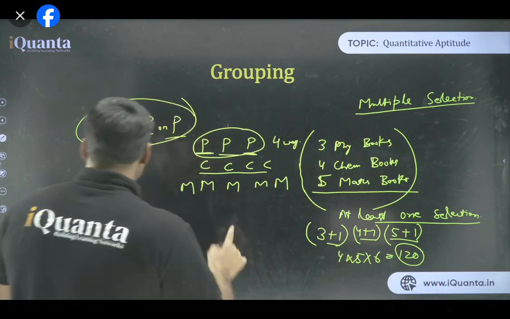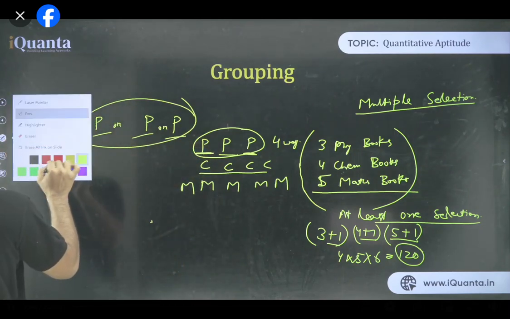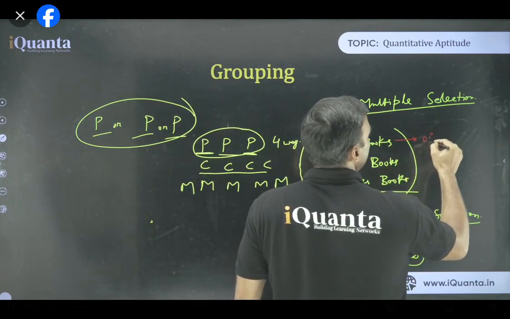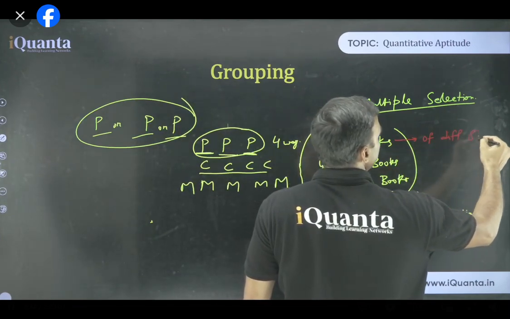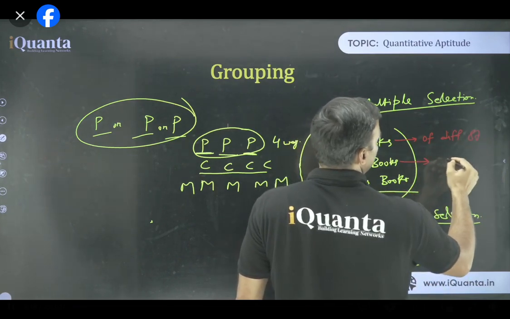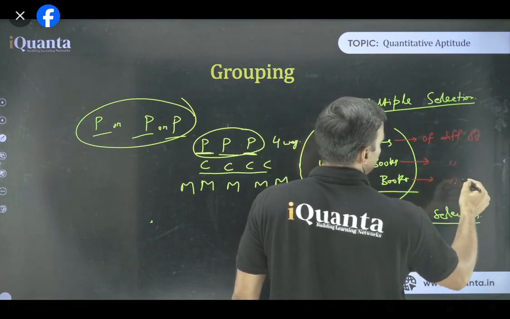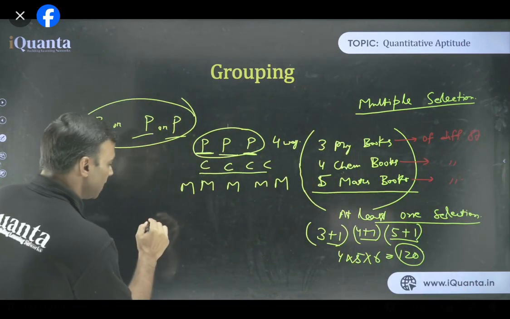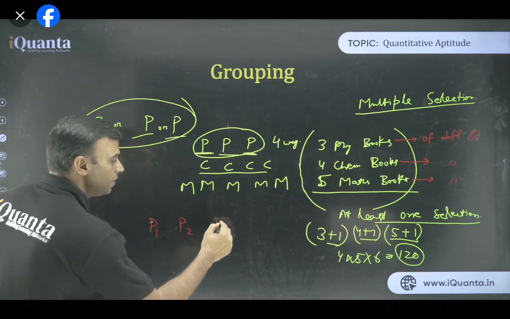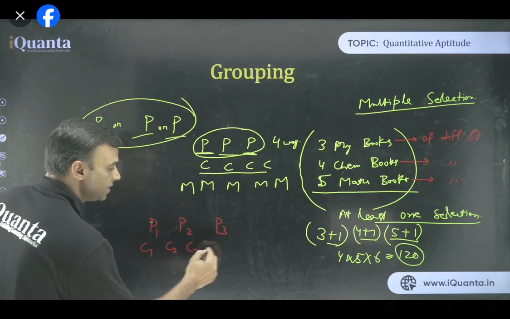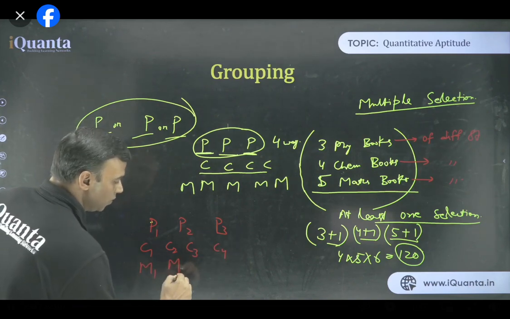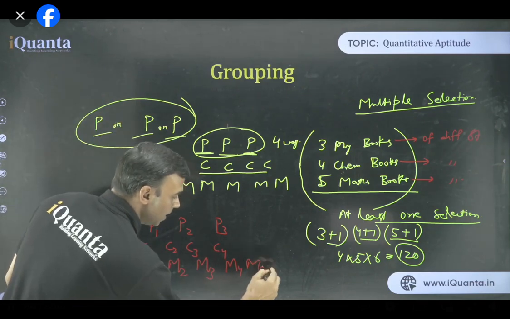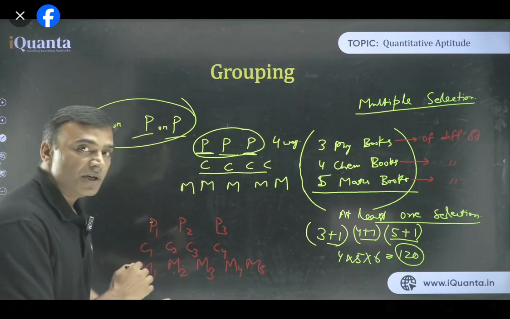Okay? Now, what I'll do is in this situation only, I just change the color and put one more thing, and that is 3 physics books of different standards, 4 chemistry books of different standards, and 5 maths books of different standards. Now, what is happening? Now we cannot say it is PPP. How will I present it? I'll present it as P1, P2, P3, C1, C2, C3, C4, M1, M2, M3, M4, and M5 also.